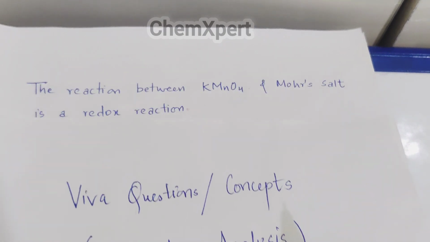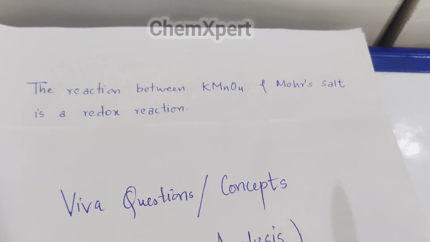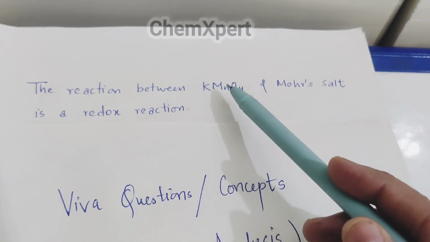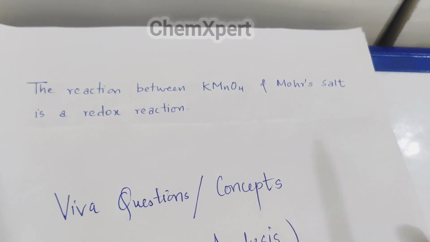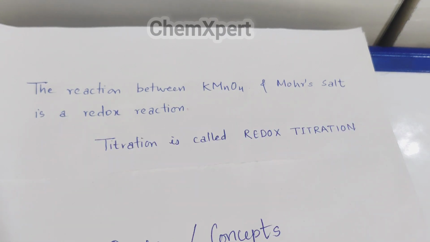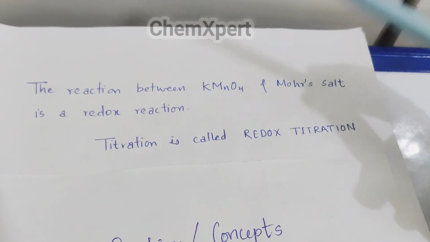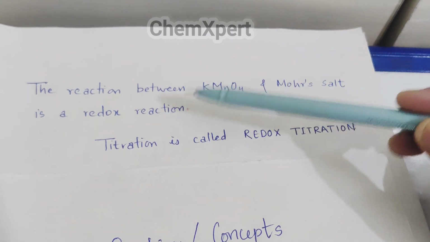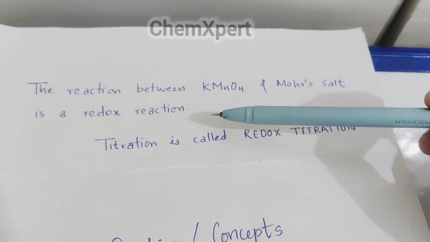So the first important point, the reaction between KMnO4 and the Mohr's salt is a redox reaction. That is why it is known as a redox titration. So the first basic point, the titration which you are performing is a redox titration. And why is it redox? Because the reaction between KMnO4 and the Mohr's salt is a redox reaction.